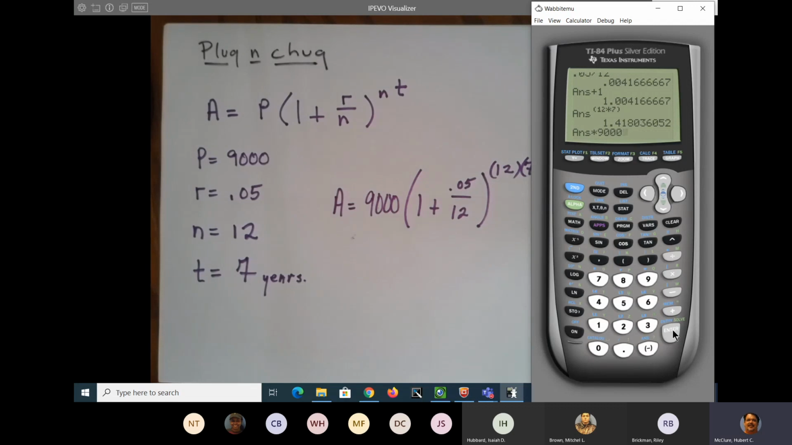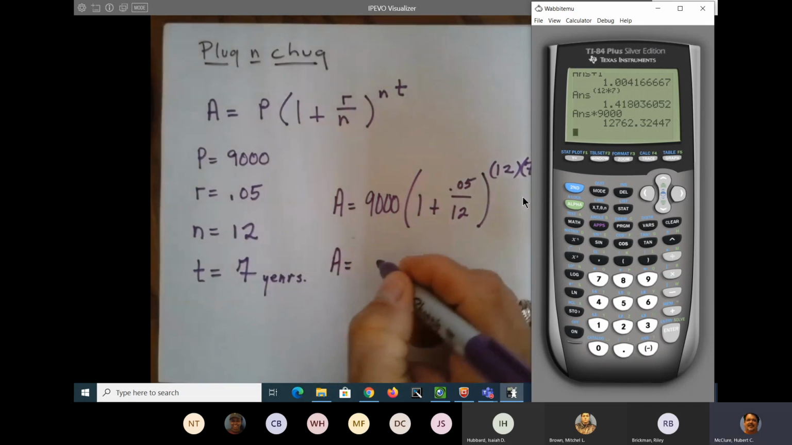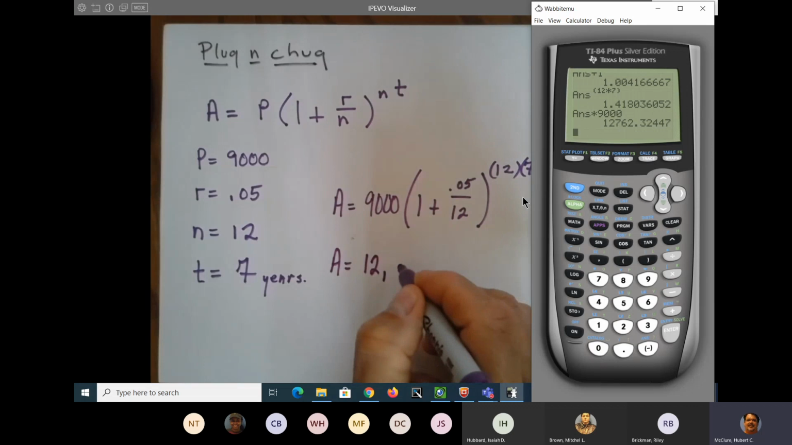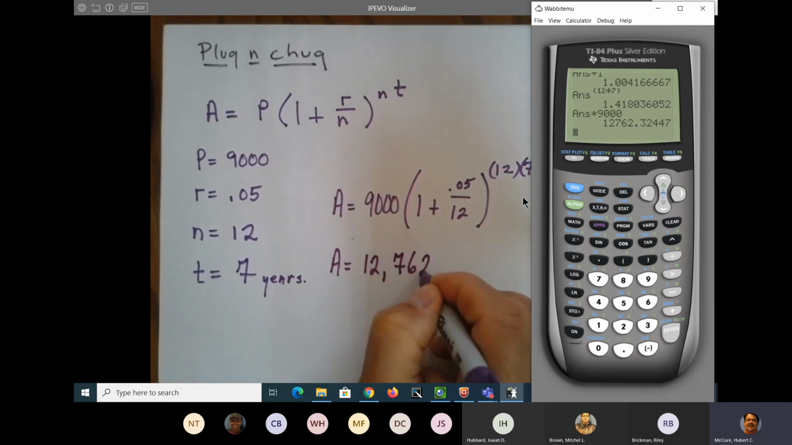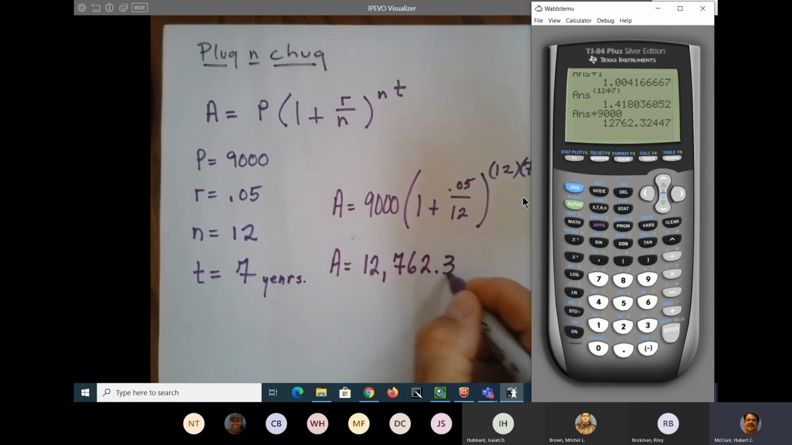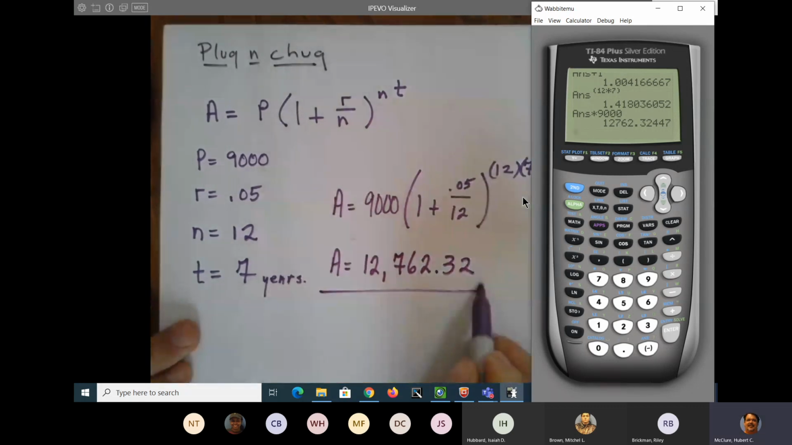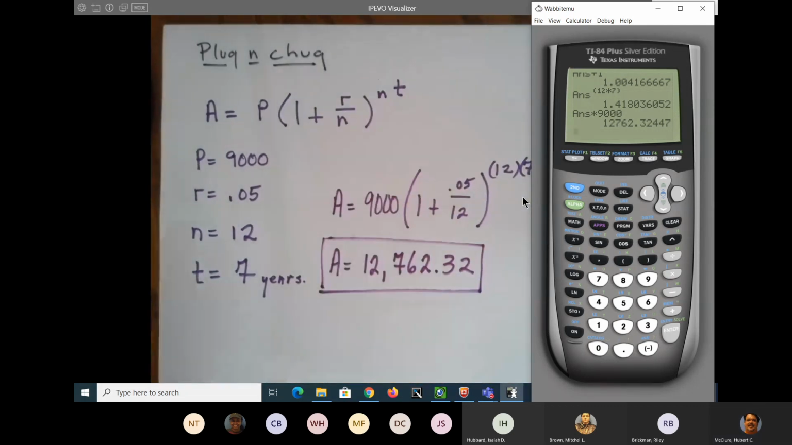So after 7 years of the bank calculating it each month, your total after 7 years is equal to $12,762.32. And that's your answer. We'll do another one because I think there's another one sent in just like this one. 12,762.32. Let's type that in.